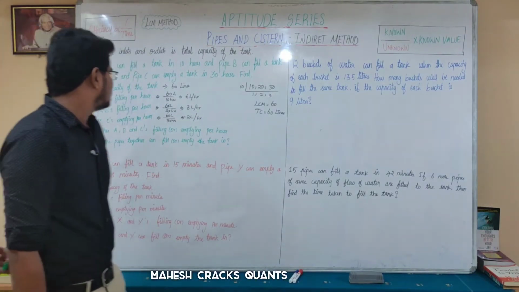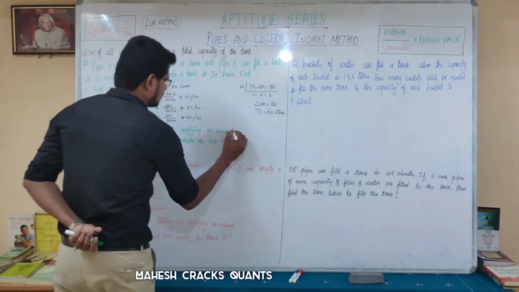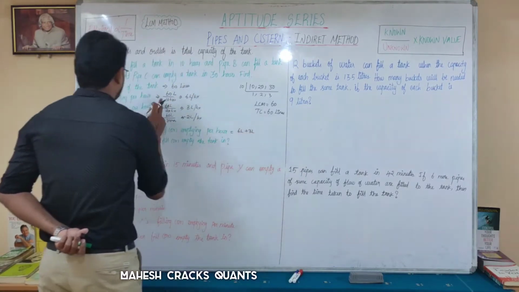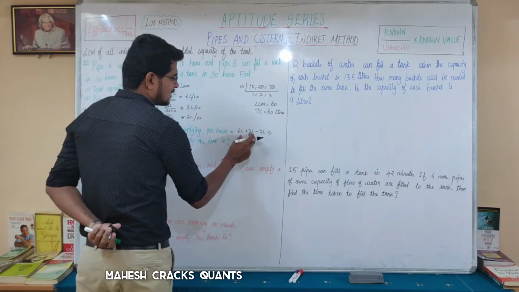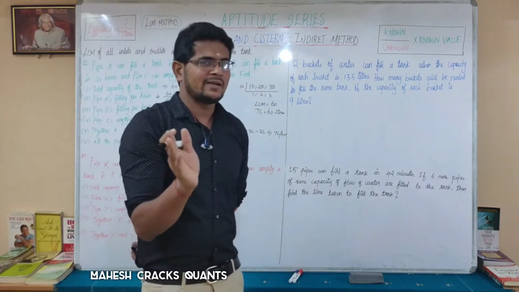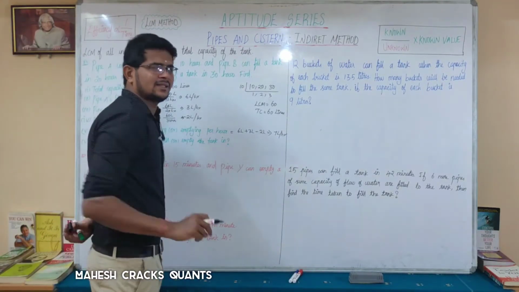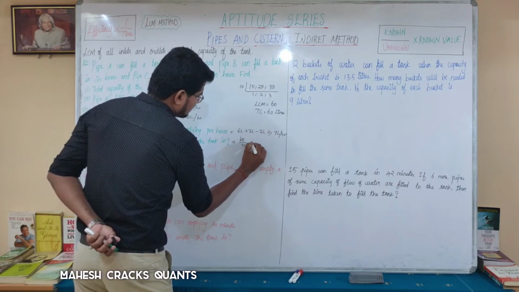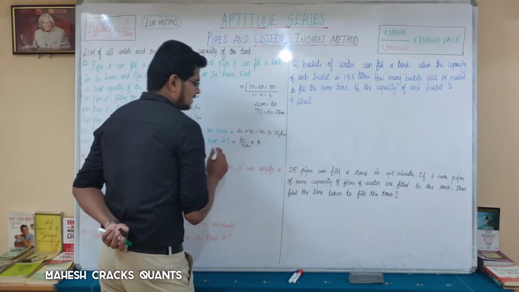Together, A, B, C are filling or emptying per hour. If all the pipes are simultaneously open, what will happen per hour? 6 lines will be filled by A, 3 lines will be filled by B, and 2 lines will be removed by C. Totally 6 plus 3, 9 lines, 9 minus 2, 7 lines filled per hour. If all the pipes are open together, 7 lines will be filled. Next, all the pipes together can fill or empty the tank in how many hours? All the pipes together fill 7 lines in 1 hour. So total 60 lines in how many hours? 60 divided by 7 lines per hour, which is nothing but 60 divided by 7. How many times is 7 in 60? 8 times 7 is 56.